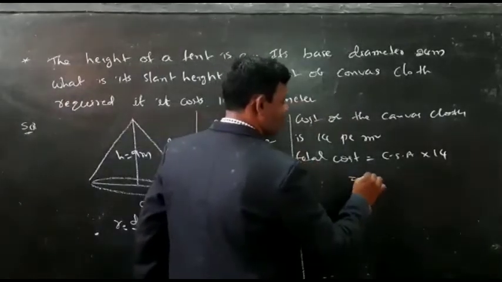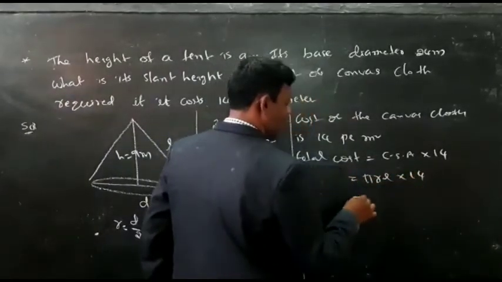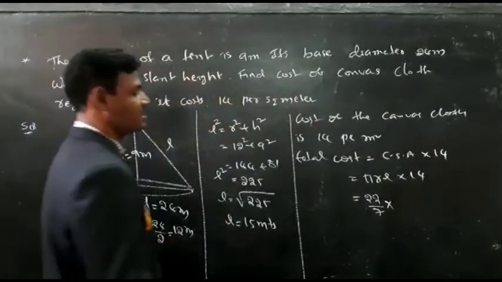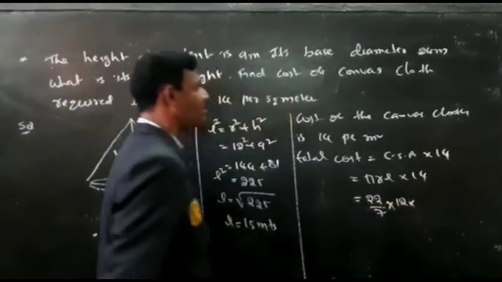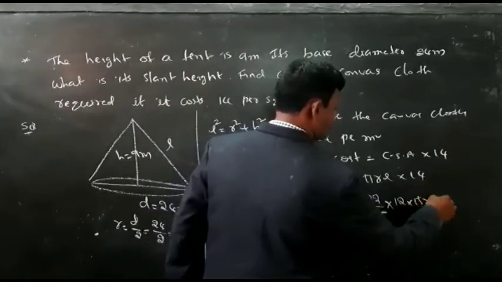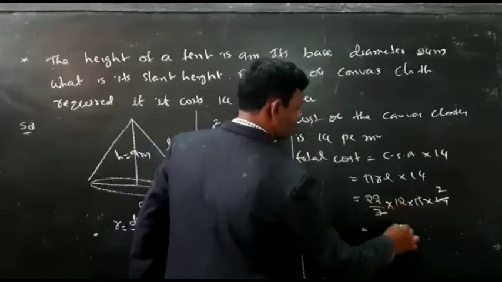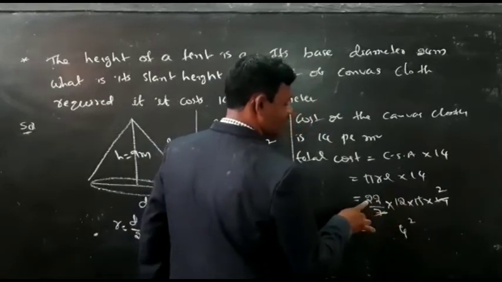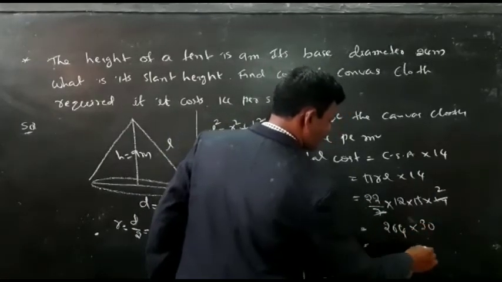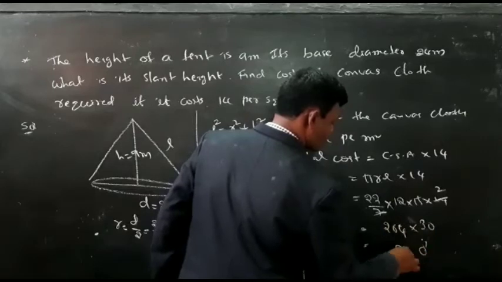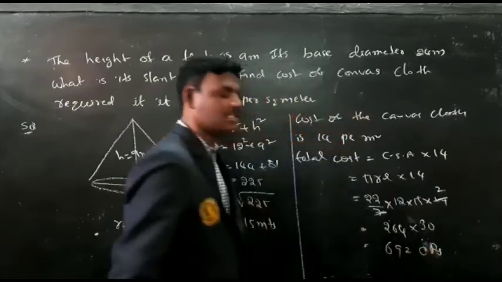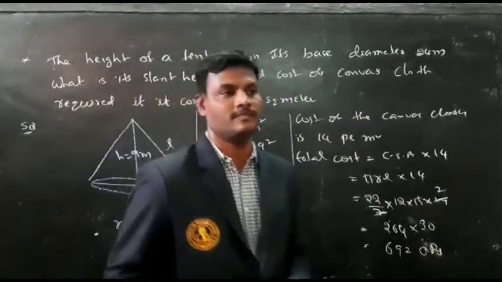What is the curved surface area of cone? Pi RL into 14. Pi means 22 by 7 into, what is the value of the radius here? 12 meters. What is the value of the slant height here? 15 into 14. 7 1s are 7, 7 2s are 14, 12 2s are 24. 12 2s are 24, 24 plus 2 is 26. 15 2s are 30. The answer is 6,920 rupees.